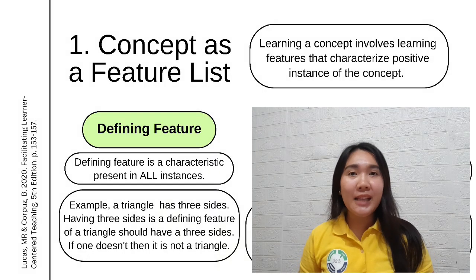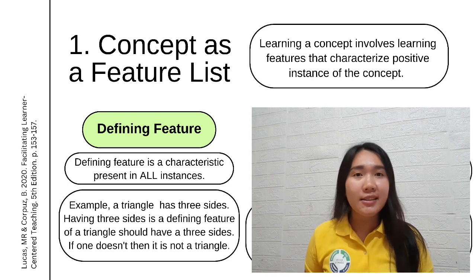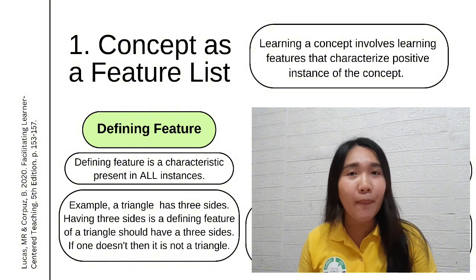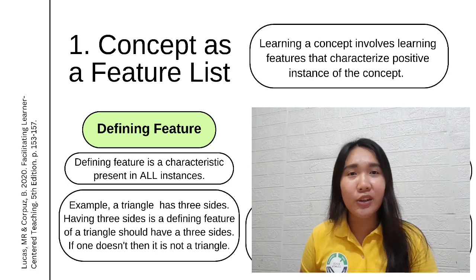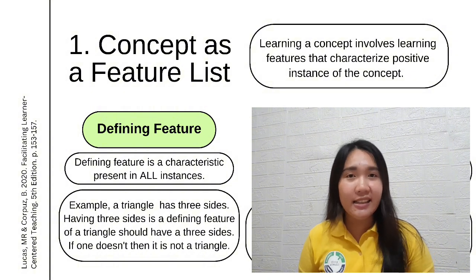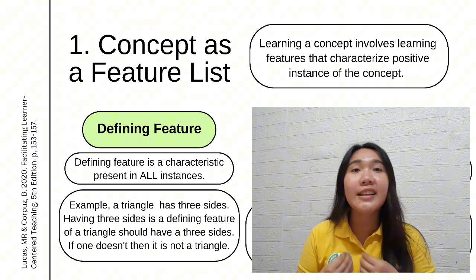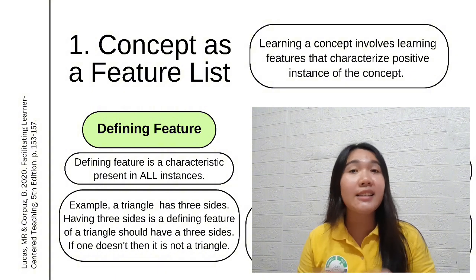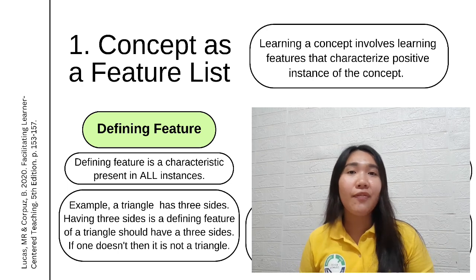So we have here concepts as feature lists. Learning a concept involves learning features that characterize positive instances of that concept. This means that when we learn a concept, we are essentially learning the key characteristics or attributes that define it. These features act like a mental checklist that helps us identify instances of that concept. And when we say positive instances, they are examples that fit the concept. For example, a triangle with three sides is a positive instance of the concept of a triangle.